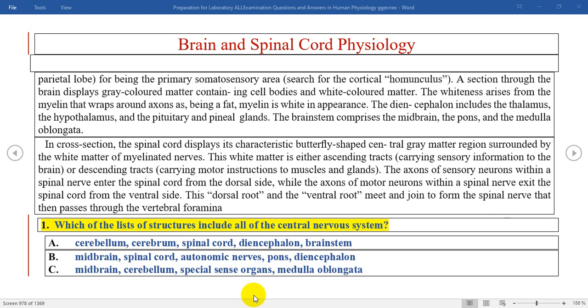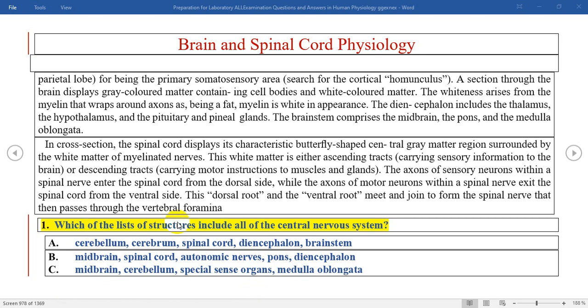This is a continuous series of review with regard to physiology of the central nervous system, in particular brain and spinal cord physiology. And we will start MCQ, multiple choice questions. We'll start with the first question.